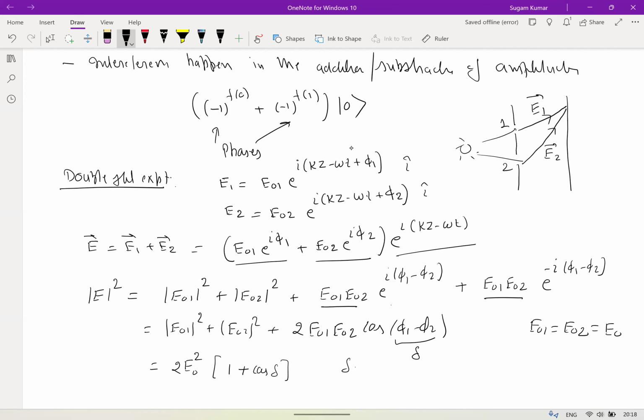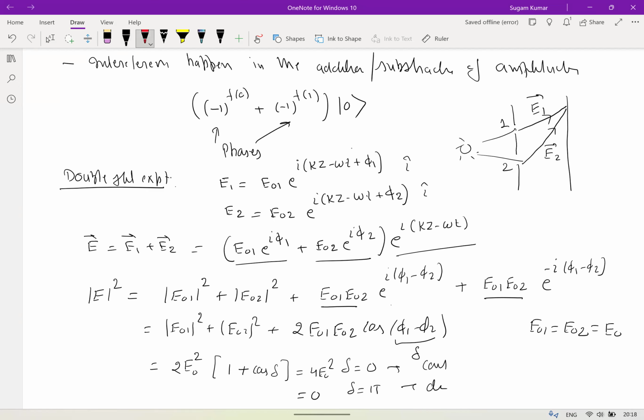And you can see, depending upon delta, if delta is 0, then the phases will add up and the intensity will become 4 times E0 square. But if delta is, let us say, pi, then this becomes 0. So you can see that the intensity is going to be maximum in one case. This is what is called constructive interference, and this is called destructive interference.